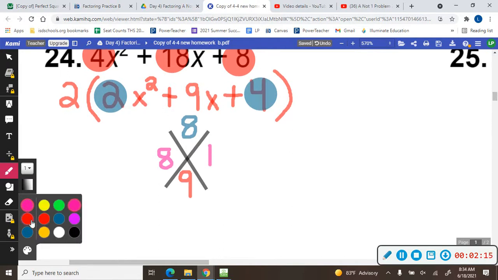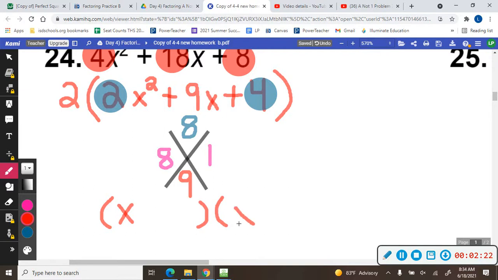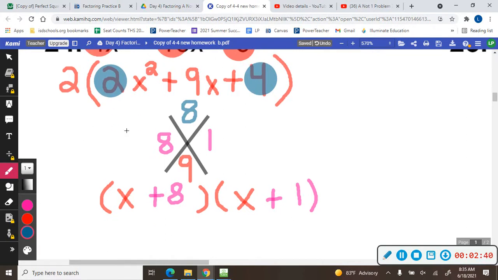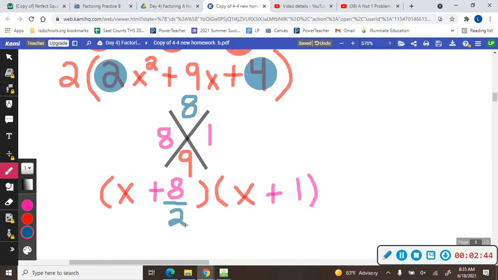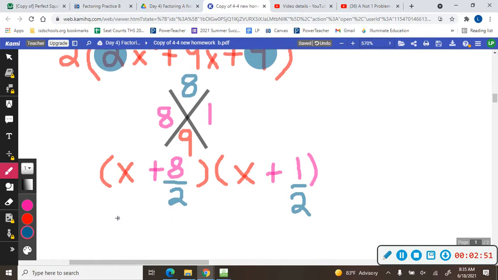So then my next step, I'd put x and x plus 8 plus 1. And then I'm not done because I need to take into consideration this 2. So you divide them both by 2. If it reduces, you reduce. 8 divided by 2 is 4. If it doesn't reduce, you slide to the front. So that becomes 2x plus 1.